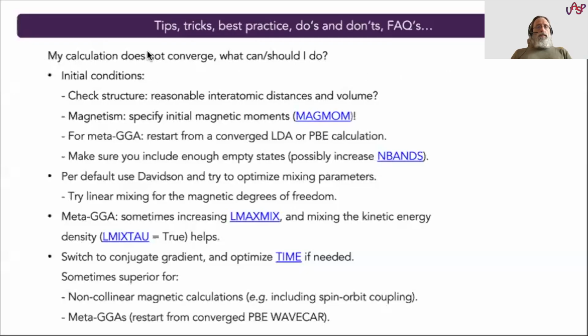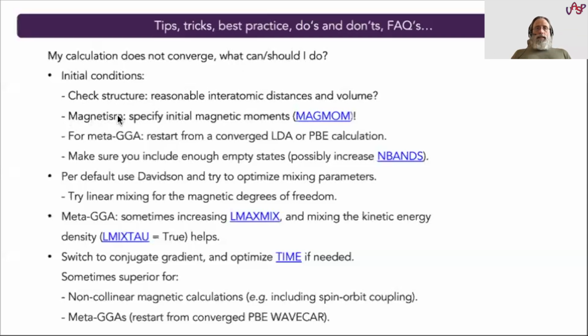So next question: my calculation does not converge. What can or should I do? The most important part is to check your initial conditions, and it's sort of in order of importance. Many times something is wrong with the structure. Check your structure. Are the interatomic distances reasonable, and is the volume reasonable? If you're very far away from something that is stable, it's hard for the code to converge. That's a general rule.